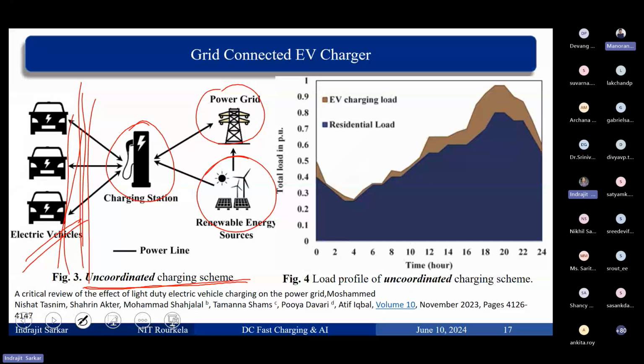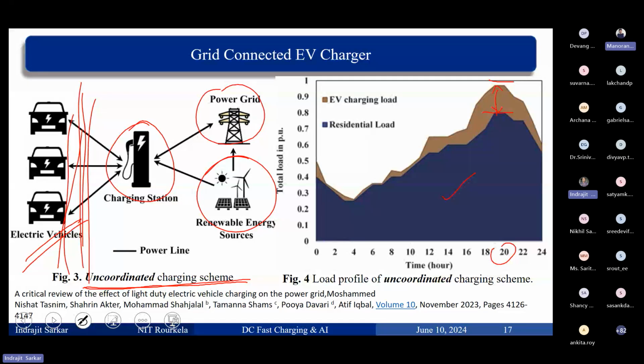Now, when there is no coordination, you can see here, this was the residential load, the blue one. When the EV comes into the picture, you see here, at night 8 p.m., there is a shift of the peak load on the grid. Previously it was 0.8, now it is almost touching 1. So there is a significant increase in power consumption from the grid. Here the grid may face challenges.